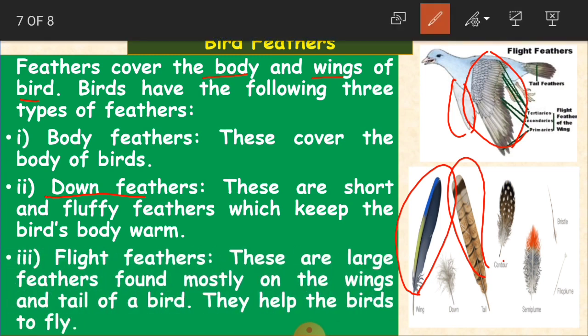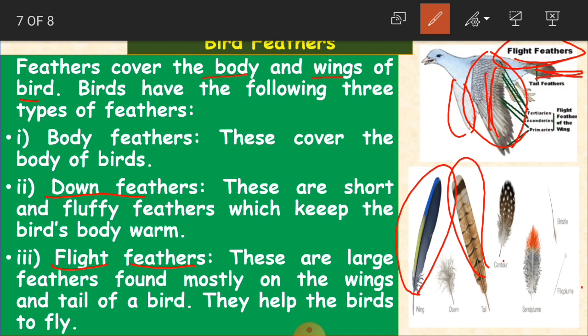Flight feathers, what is flight? What do you remember? We call an aeroplane a flight also, no? So here even our bird has got flight feathers. These are large feathers found mostly on the wings and tail of a bird. So where are these feathers, children? They are found mostly on the wings and on the tail. These are flight feathers, and they help the birds to fly.